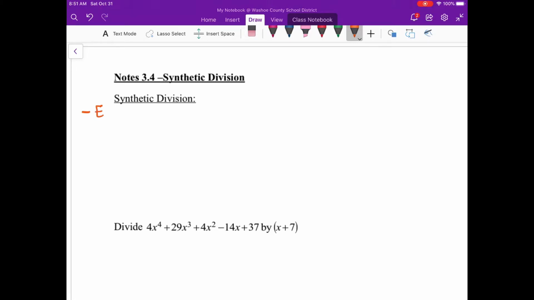First, you want to make sure that your equation is written in standard form. And what standard form means is that we want the highest degree first, and then it's going to decrease from there. Okay, so if you have x to the fifth, that's going to go first, followed by x to the fourth, x to the third, and so on.